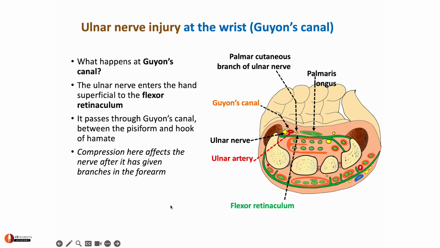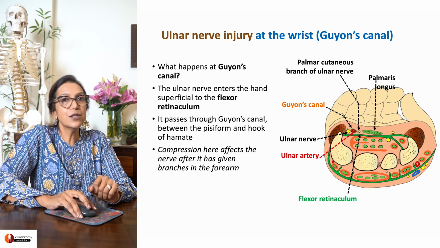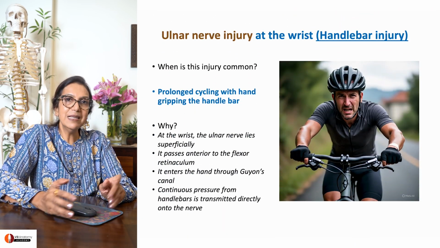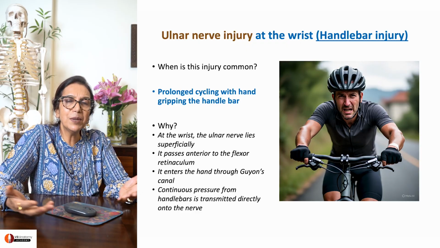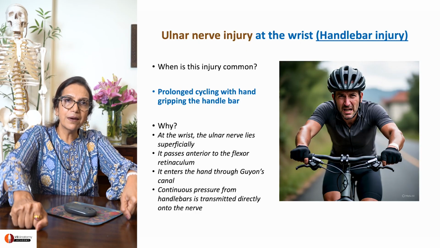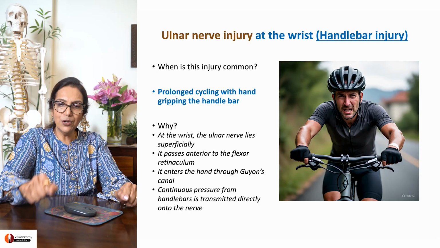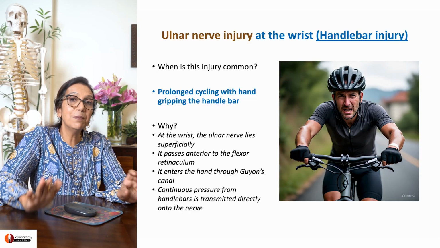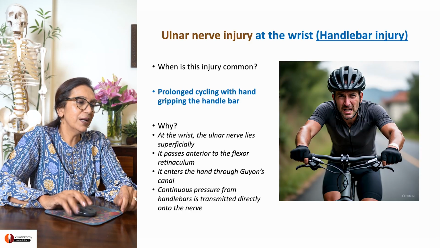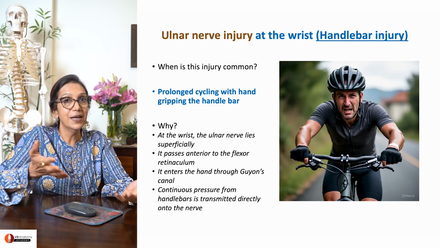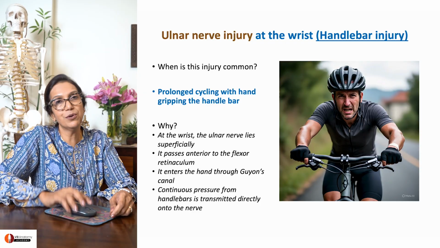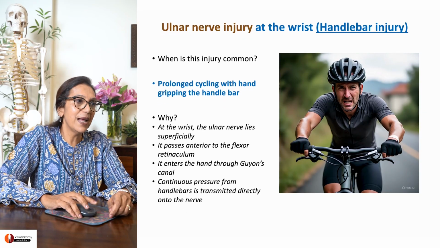So now let's talk about the same ulnar nerve getting paralyzed in the Guyon's canal. See, this is Guyon's canal. Remember, we talked about it earlier. So if the nerve is compressed over here, then what are the effects you will see? This injury is quite common in what is sometimes called handlebar injury. So you've been riding a bicycle for so long that your ulnar nerve is getting compressed against the bar of the cycle handle. Okay, continuous pressure can cause that to happen. Remember, ulnar nerve passes superficial to the flexor retinaculum, so likely to get damaged easily.